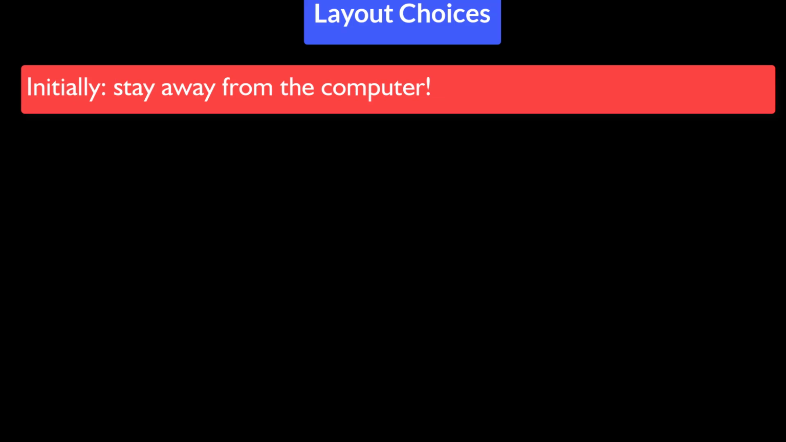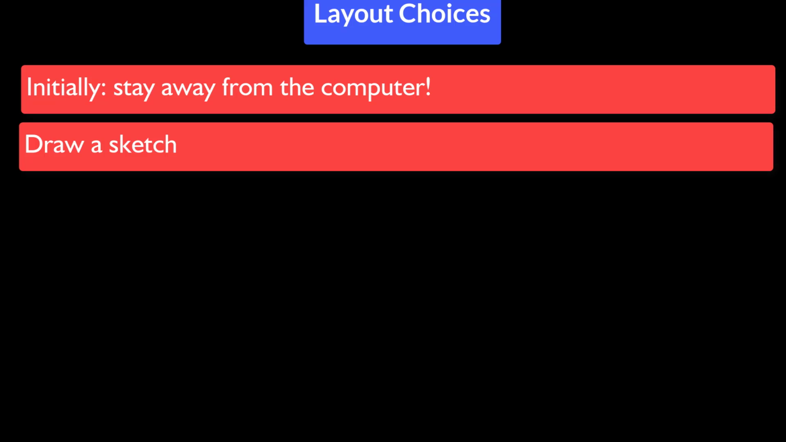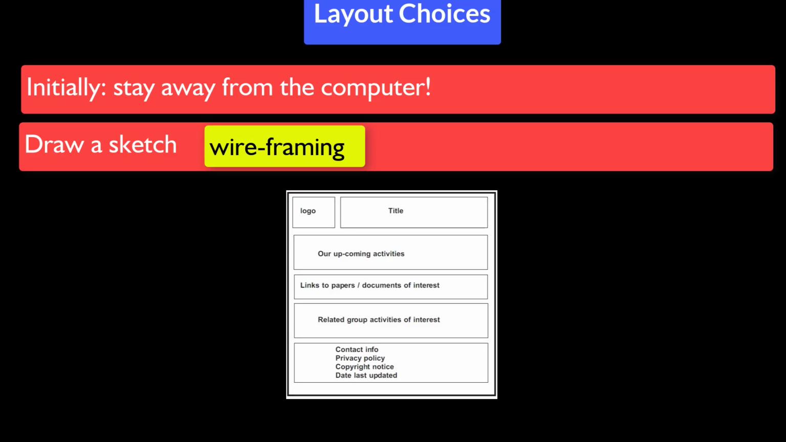So initially, I can sketch out the pieces. A common recommendation that I agree with is to stay away from the computer at this point and draw a sketch, a process called wireframing. For example, I roughed this out on paper and then I keyed it into the computer so it would look presentable. So here we have our logo area next to the title, then our upcoming activities section, our links to papers and documents section, our links to related group activities, and then the end of page information.